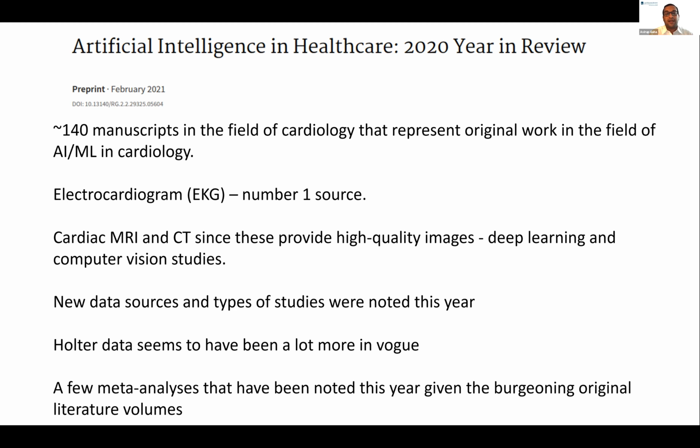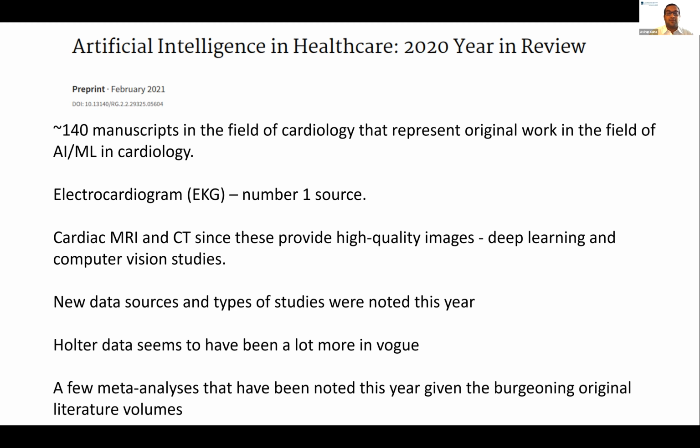The most common cardiac modality, which was the source of data for all kinds of machine learning modalities, was EKG. There's been obviously increase in use of cardiac MRI and cardiac CT, as these provide high quality images for deep learning studies and computer vision studies. There are obviously newer sources, and this year I noted Holter monitoring was a new source which is being used for some of these studies.